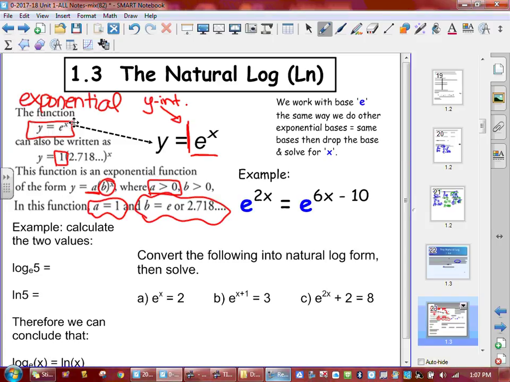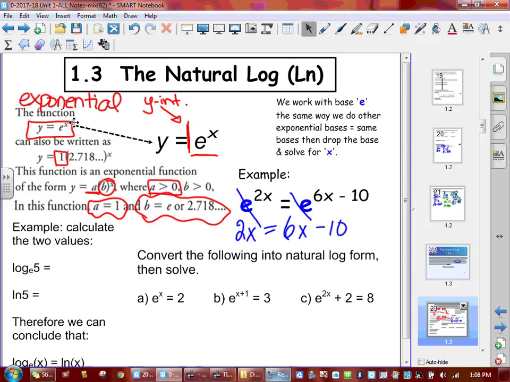Now, how do we solve these types of equations? We solve them identically as we would solve any other same-base equation. If they have an E as a base, you're going to have E on both sides, or they will have it where you can switch it right to log. We'll do both of those. For this question, I have E on both sides, so I would drop my E's. Now I'm back to solving, so I would have 2x equals 6x minus 10.